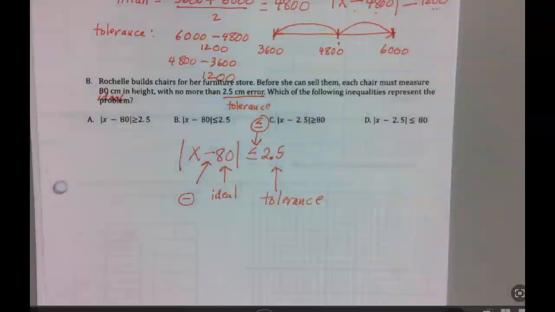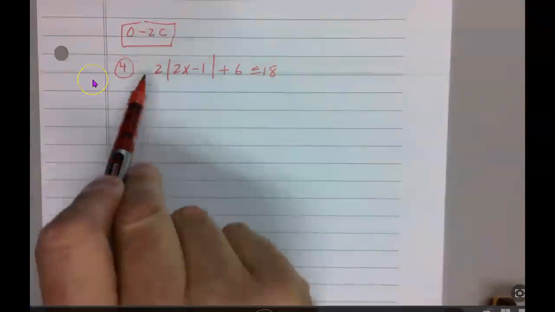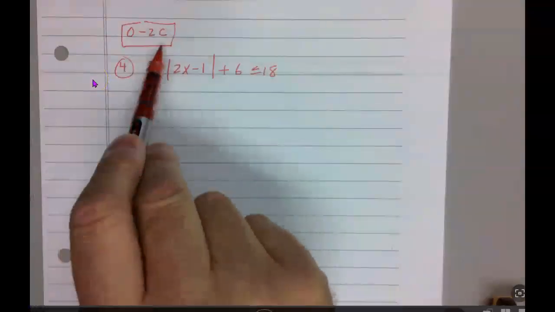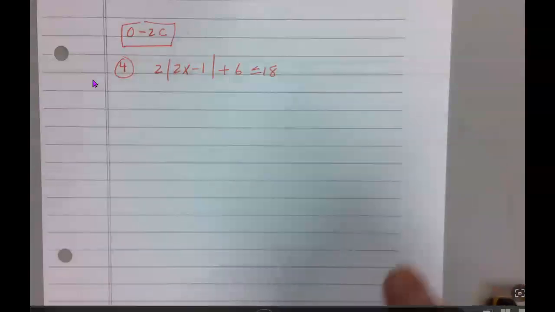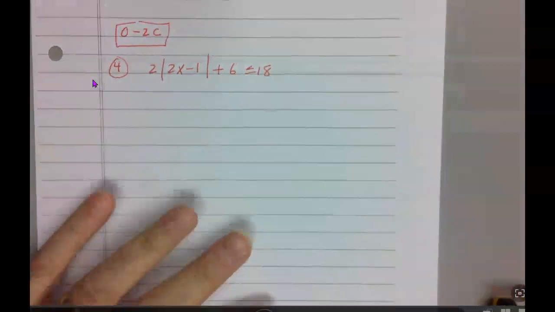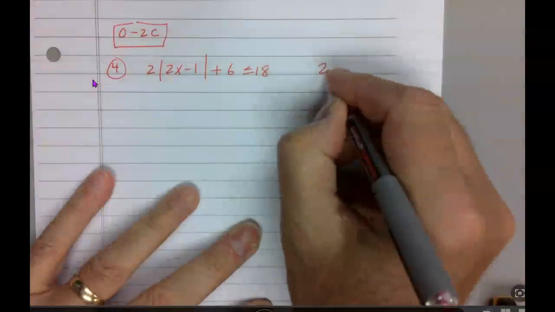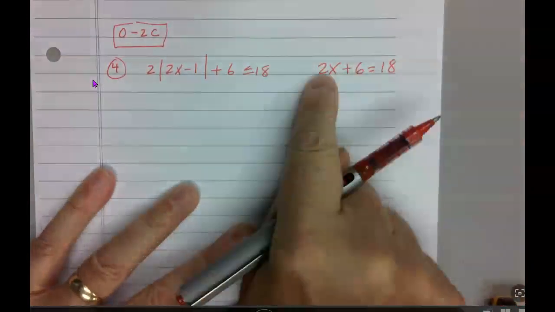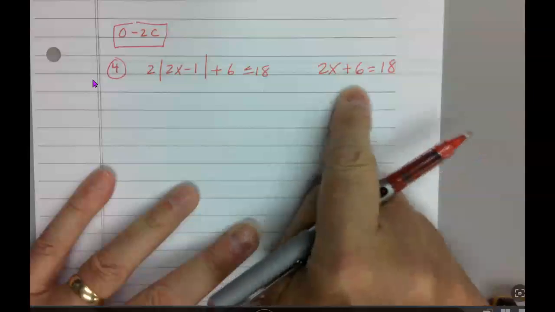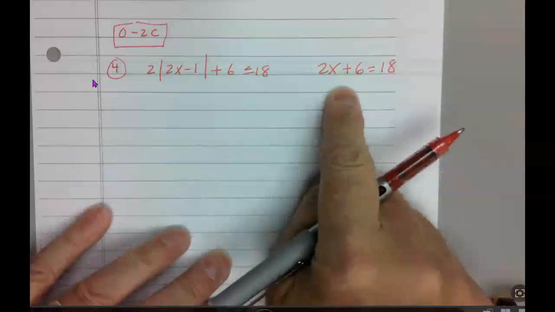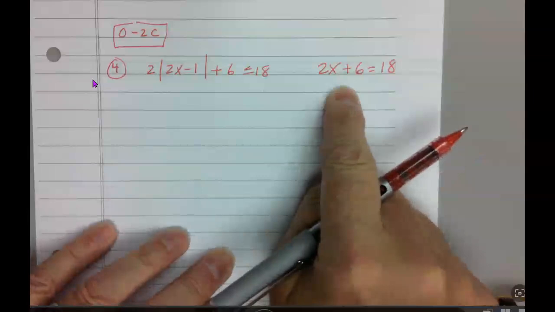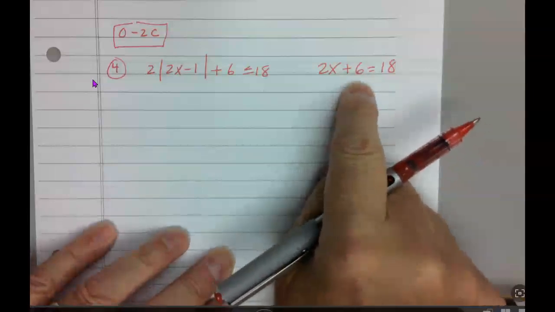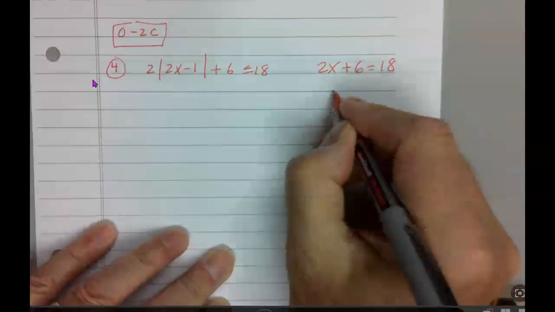Question 4 on day 2 C, homework. How many in here can solve this equation right here? How many can solve that one right there? Raise your hand. If you can't, you probably shouldn't be in here. So to solve this one, what would you do first? Does everybody agree with me? Subtract 6.